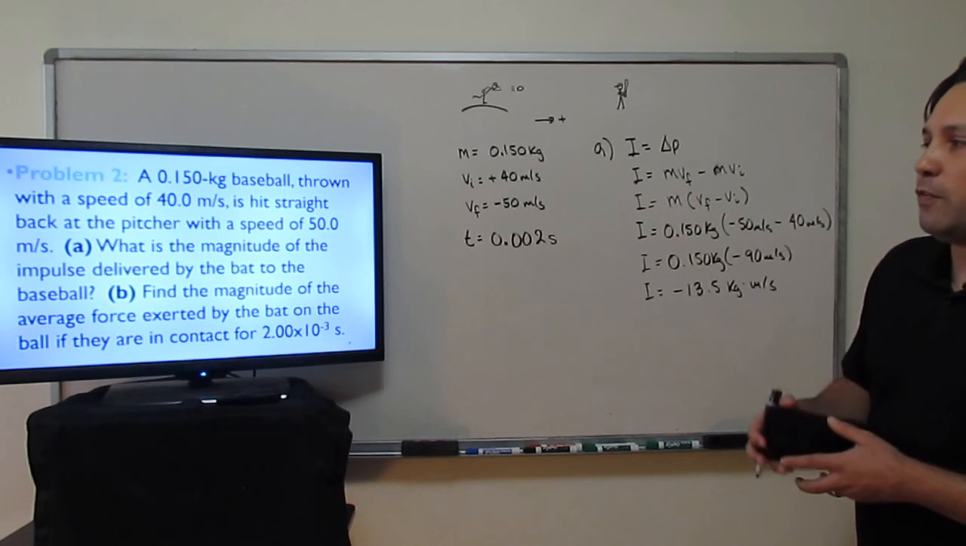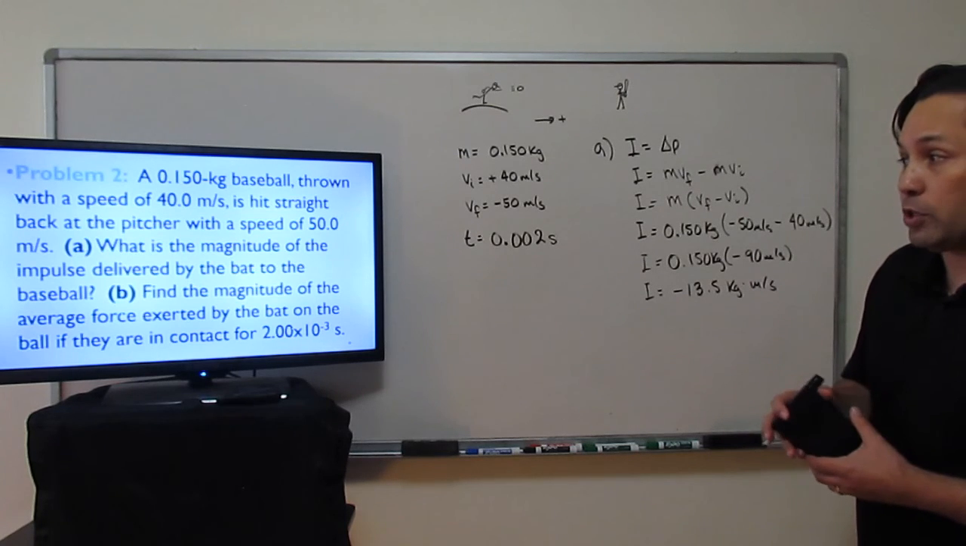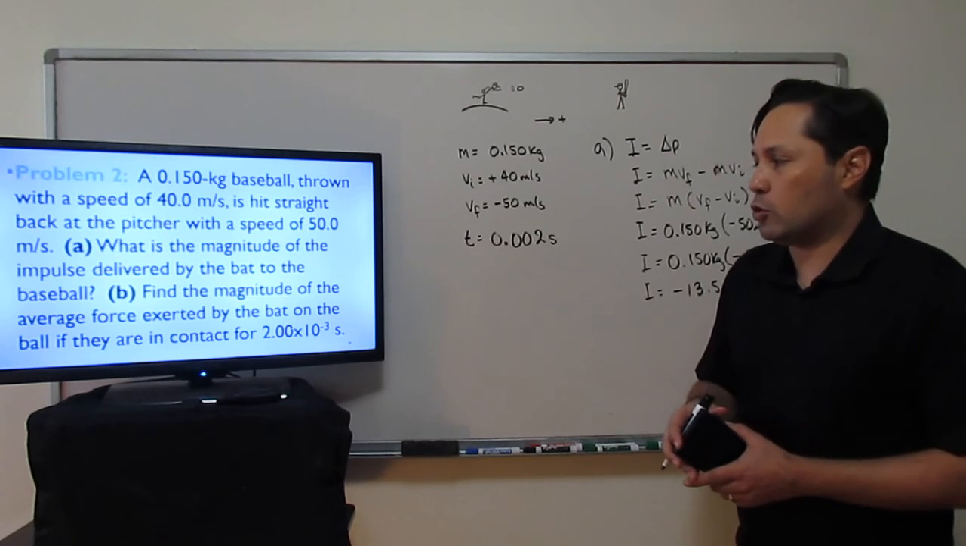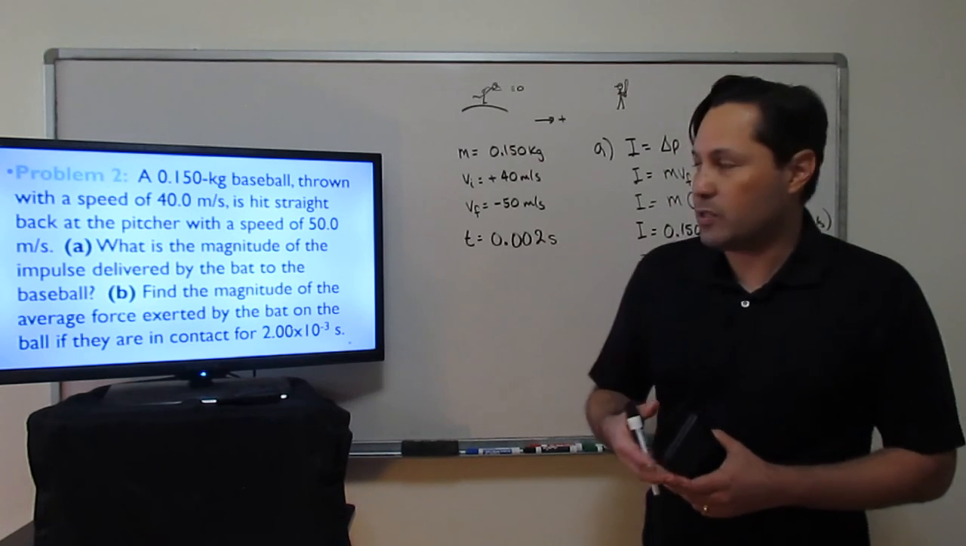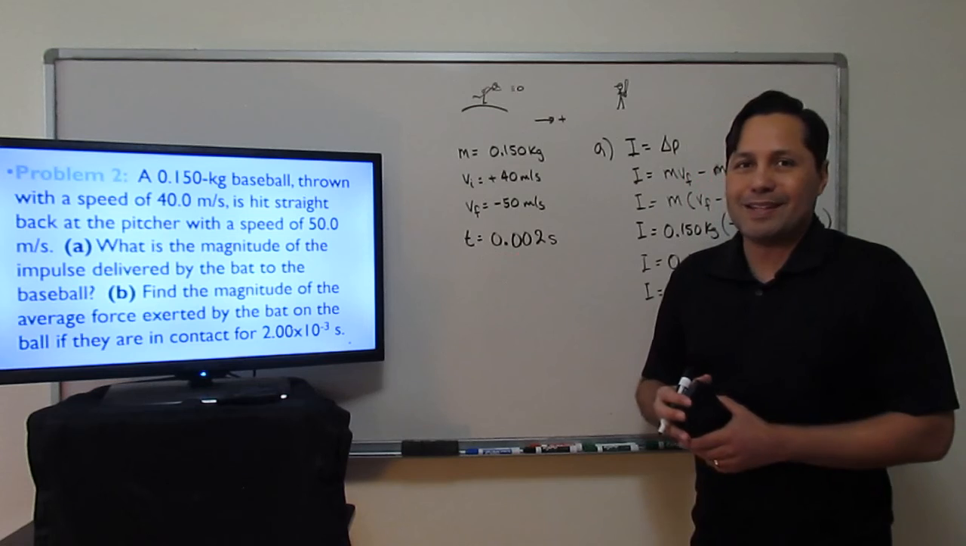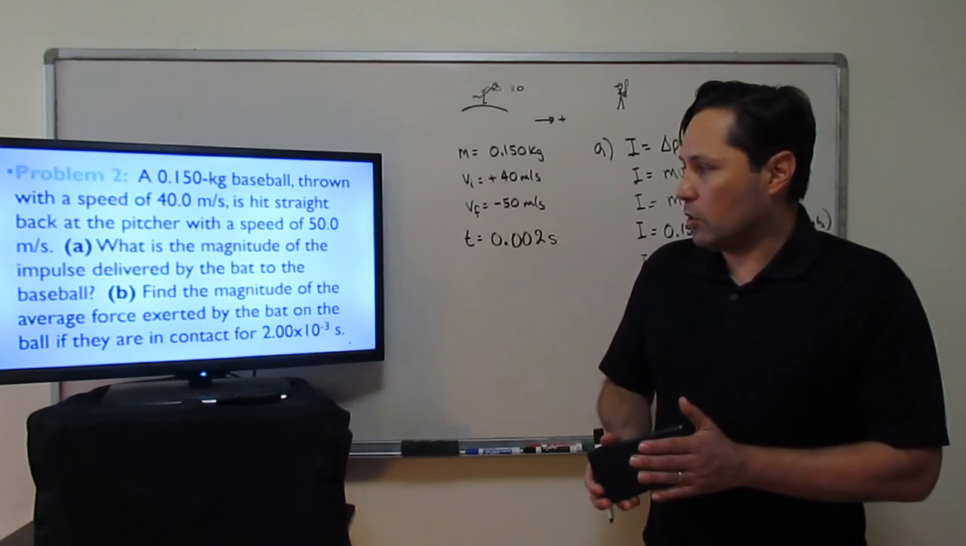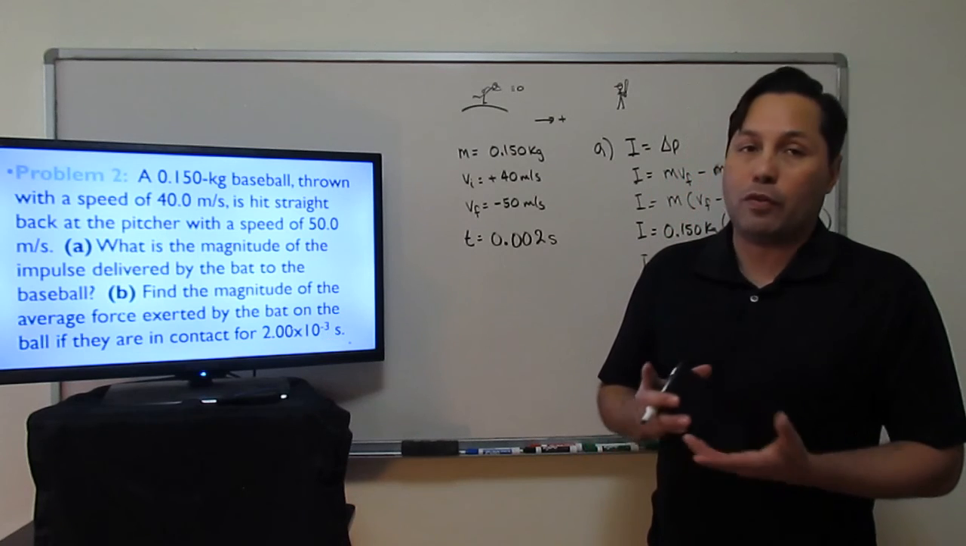In part B, we're asked to find the magnitude of the average force exerted by the bat on the ball if they are in contact for only 2.0 times 10 to the negative 3 seconds. All right, so our time is really 0.002 seconds. Here it's written out, there's the scientific notation. So let's solve this problem. Find the magnitude of the force.